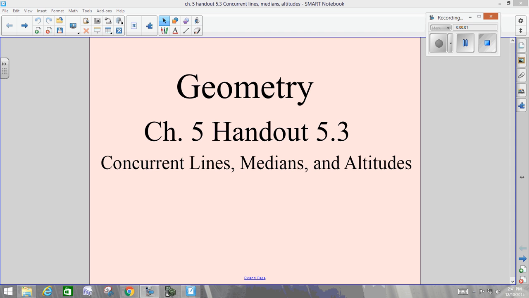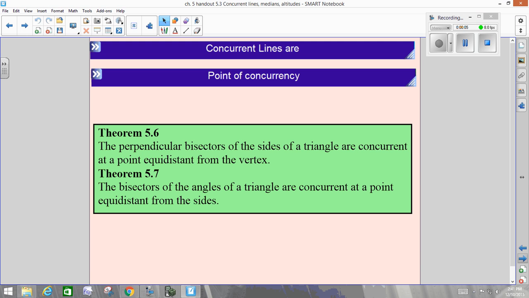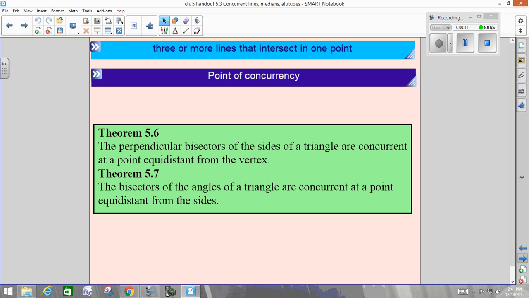Lines, medians, and altitudes. We're going to talk about all the different lines inside of triangles. Concurrent lines, at the top of your notes, are 3 or more lines that intersect in one point. Those are called concurrent lines. Their point of intersection is called the point of concurrency, where the 3 lines intersect.